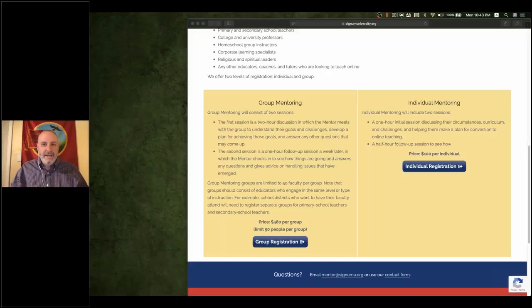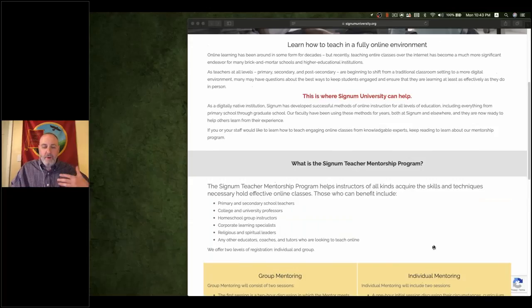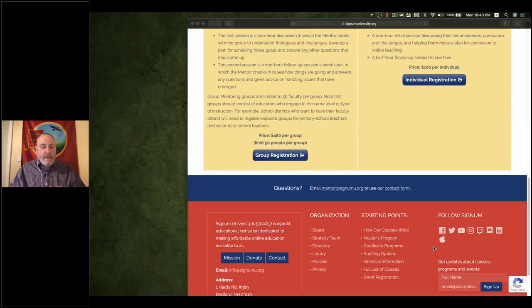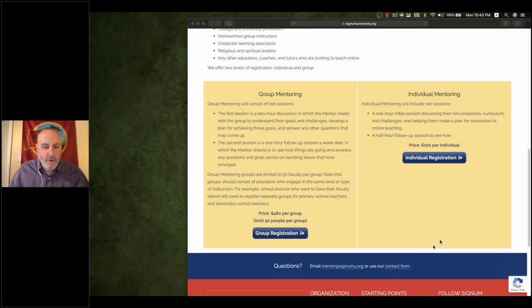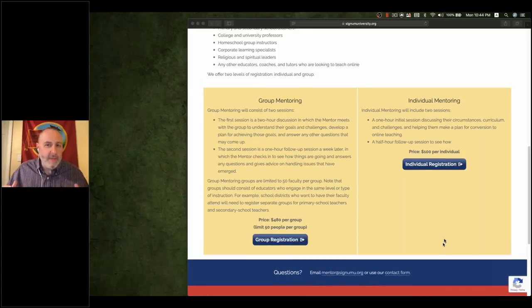Again, we do need to pay our mentors for their time, because it is going to be a lot of time working with lots of different people. But I'm really excited to make this available to people, and I hope that if you have any questions, please do reach out. The email address for this is mentor@signumu.org. If you're wondering, is this something I could use for my organization, or you have questions so that you can go back and talk to your principal tomorrow about this, email us at mentor@signumu.org, and we'll give you what information we need. We can talk with you about how we can set things up.